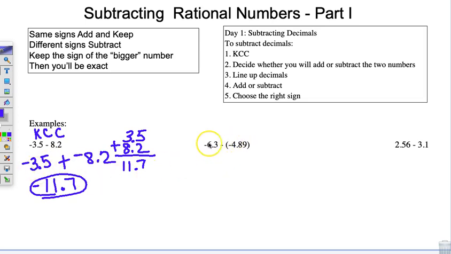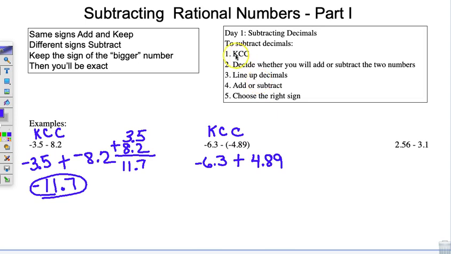Moving on to the second example, if you would like to put KCC above this, feel free to do that. We always keep that first term or first number. We're going to change the subtraction problem to addition, and this number is a negative number. You can see negative 4.89, so I want to change it to its opposite. That's what this C is for. So the opposite of a negative 4.89 is a positive 4.89.